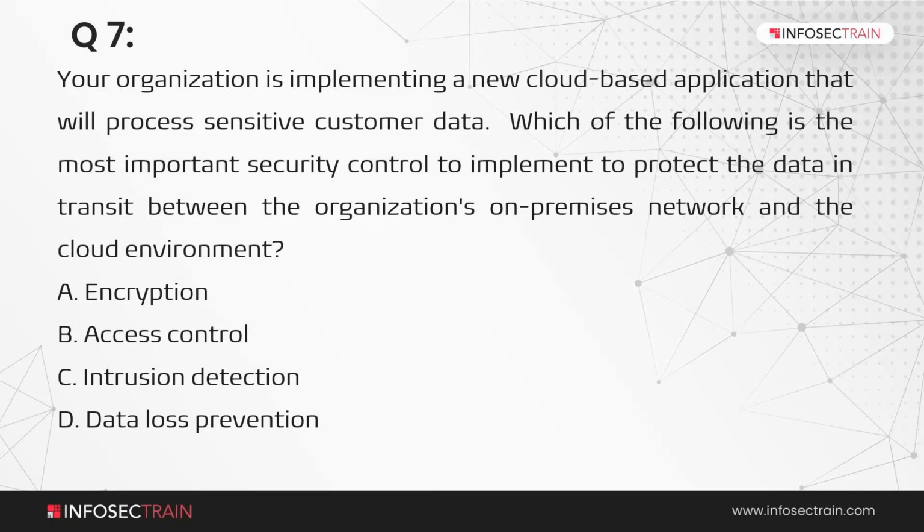Your organization is implementing a new cloud-based application that will process sensitive customer data. Which of the following is the most important security control to implement to protect data in transit between the organization's on-premise network and the cloud environment? So when talking about data in transit, one major control we should have is encryption. Answer is A, because that's quite simple and straightforward. The answer is A only. Okay, moving on to the next question.